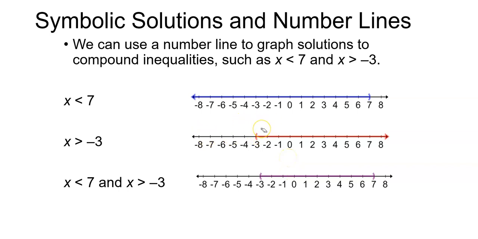What if you want x is less than 7 and x is greater than negative 3? Then you're going to look to see where they overlap. So they overlap from here to here. So when we graph the final answer, we put the open bracket on negative 3, we put the open bracket on 7, and then we shade in between. Right? And that's the solution to x is less than 7 and greater than negative 3.